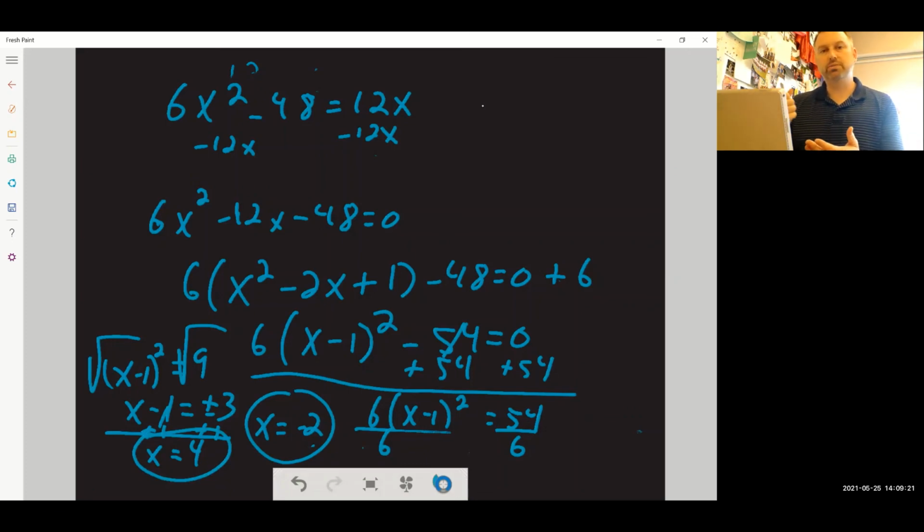Okay, so there's completing the square with leading coefficient 1, and completing the square to solve and determining that it has two real solutions, in this case 4 and negative 2.